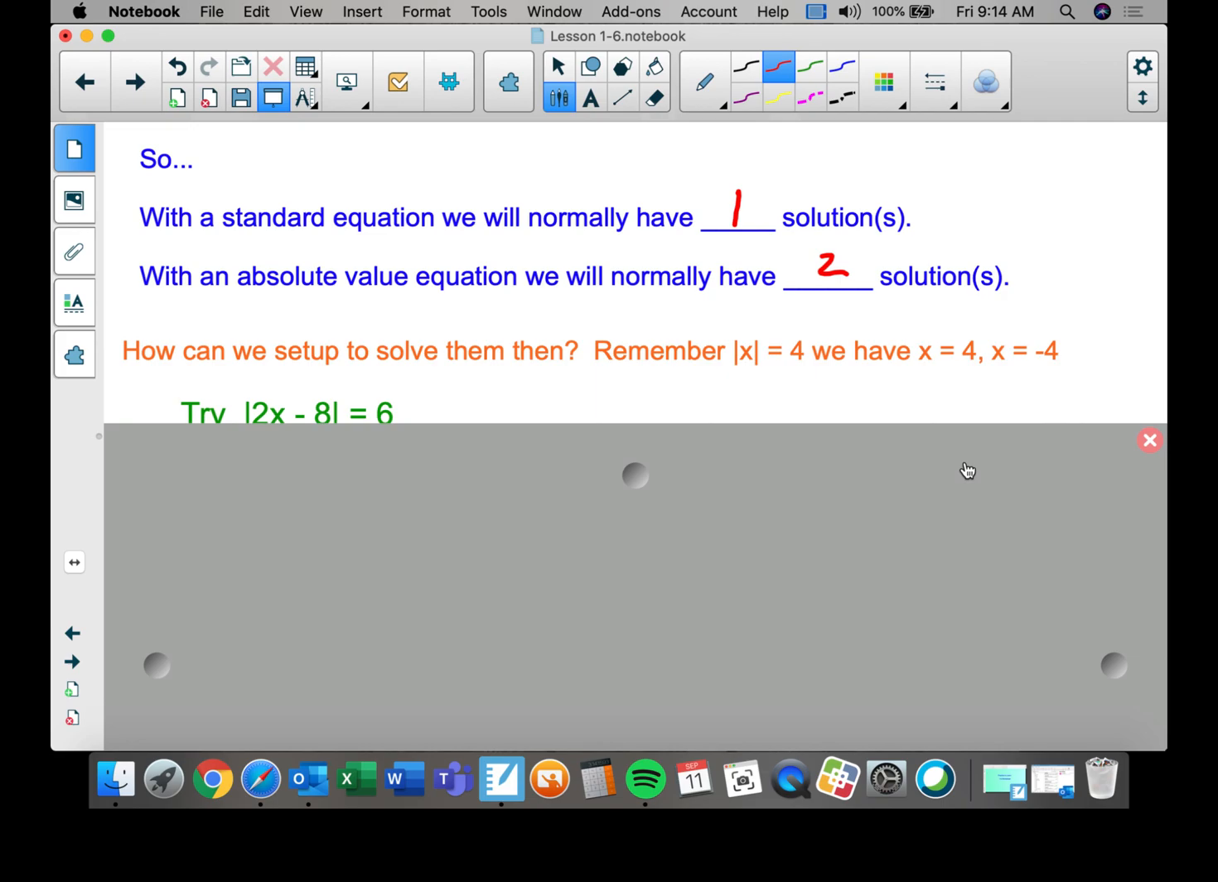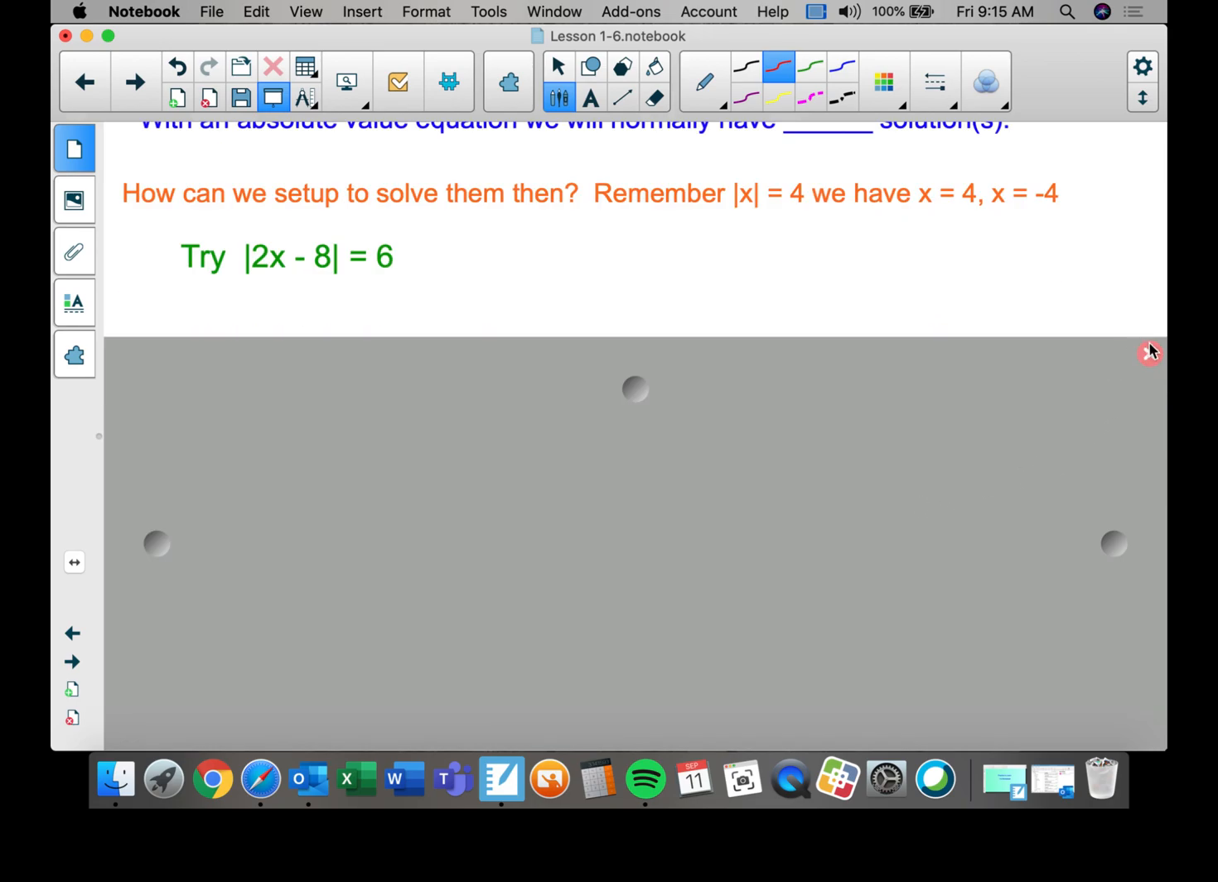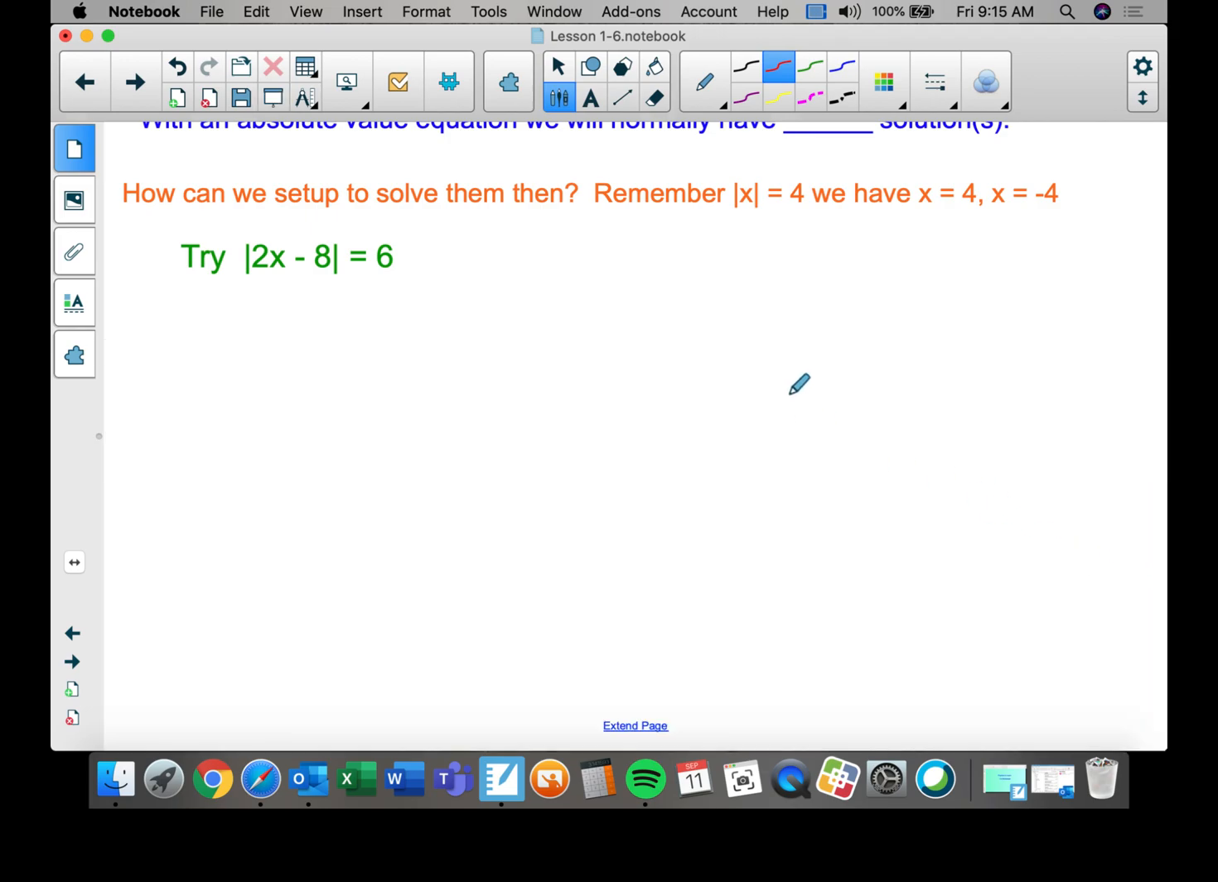Okay? So the idea being here then, how can we set up to solve them? Remember that the absolute value of x is 4. That means we get two answers that are both 4 units away on a number line. So let's say we try this. What I would like you to do right now is, if this is making sense, pause the video and try this problem. I've now changed it, still 2x minus 8, but now I've changed it to 6 instead of 4. So pause the video, see if it makes some sense, and then we'll come back and see if you got it done correctly.